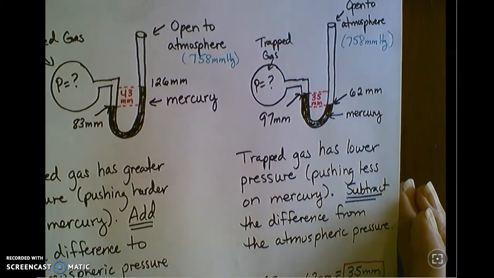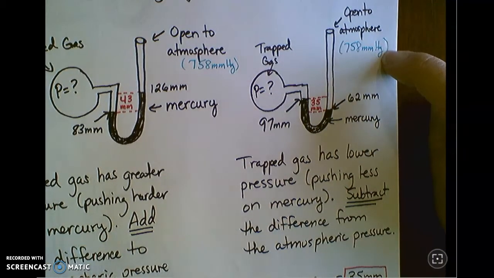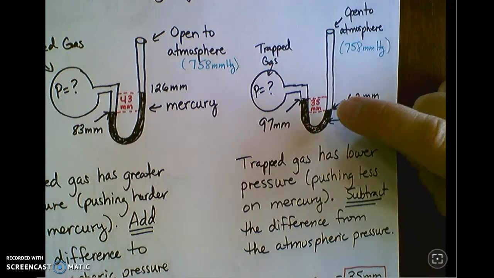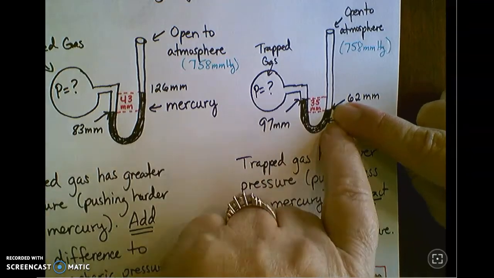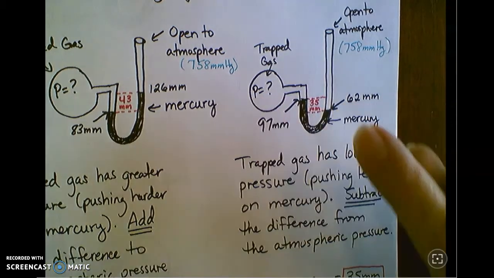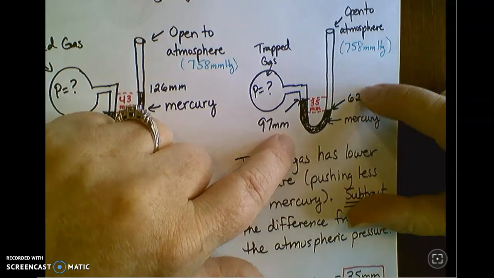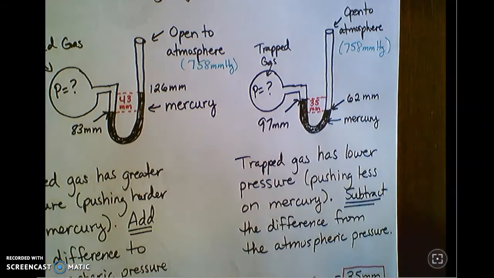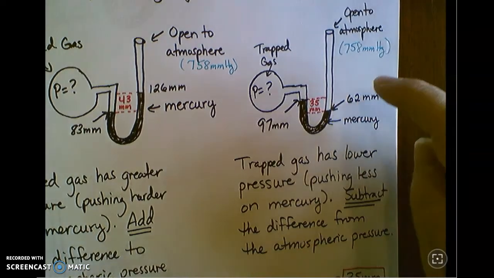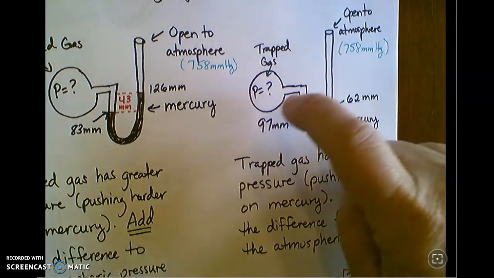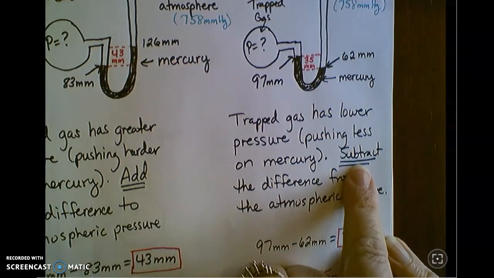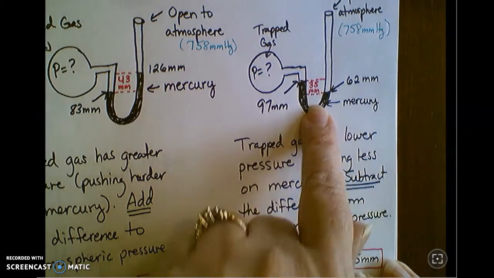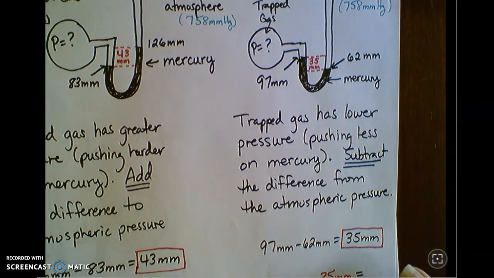I've drawn this one with the opposite scenario. We still have the same atmospheric pressure in this one, but here the atmosphere is pushing harder because this level that's open to the atmosphere is lower than the level that's attached here to the trapped gas. So I've looked at the difference. This one's at 97 millimeters, this one's at 62, for a difference of 35, if you can read that. And so since the atmosphere has more pressure than the trapped gas, I'm going to subtract because the pressure here is less. The atmosphere is able to push harder and push that down farther. And so in that case, I'm going to subtract.